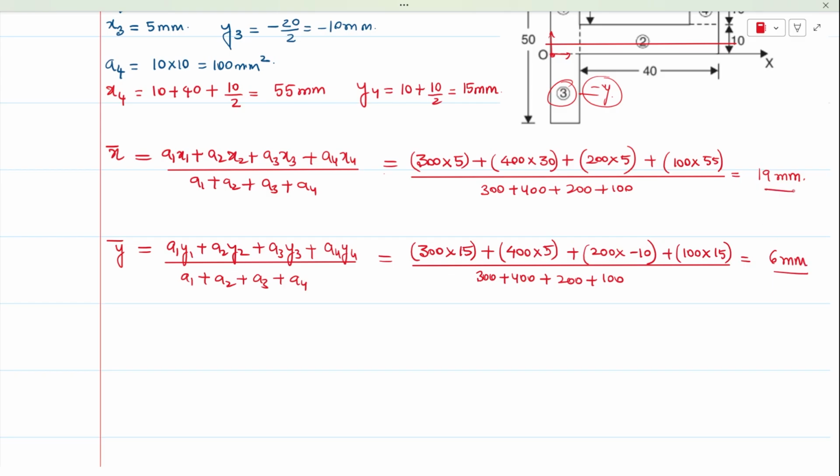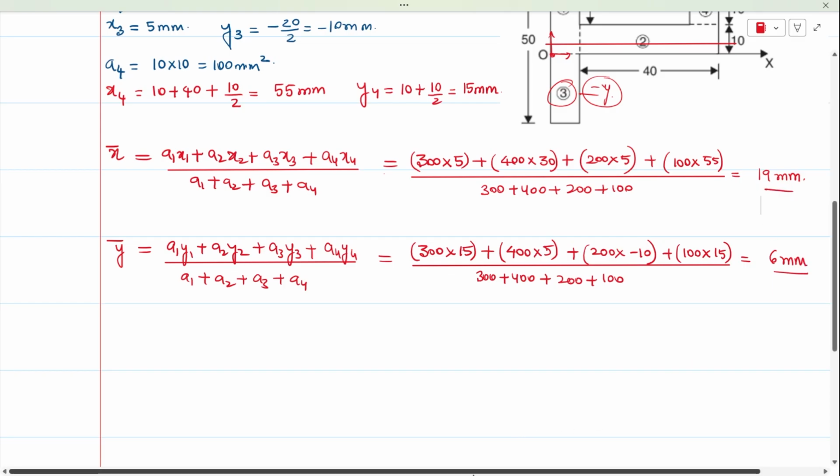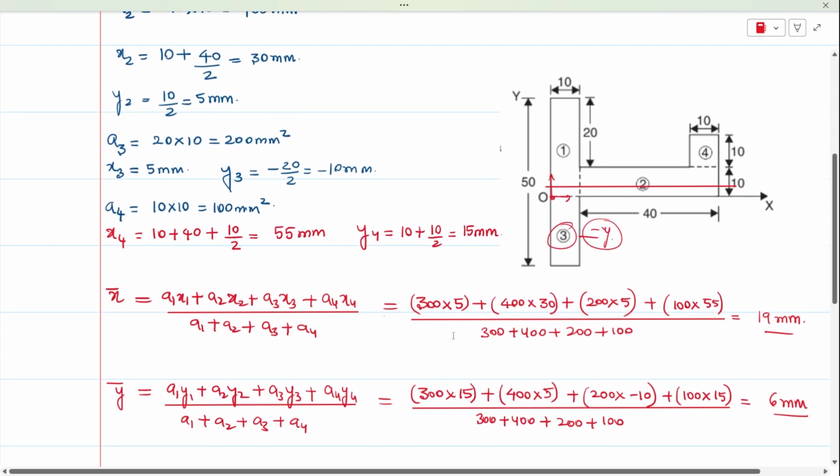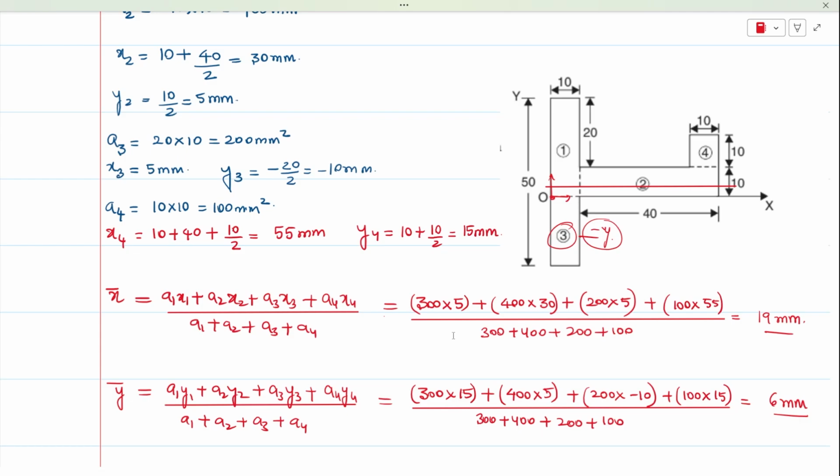So this is how the centroidal coordinates can be located for a plane lamina which consists of only rectangular cross sections.